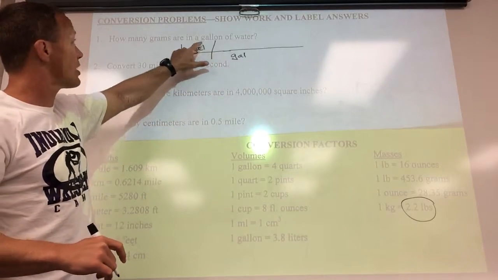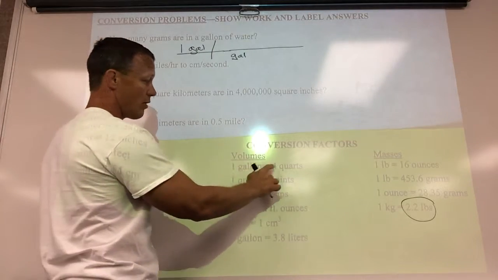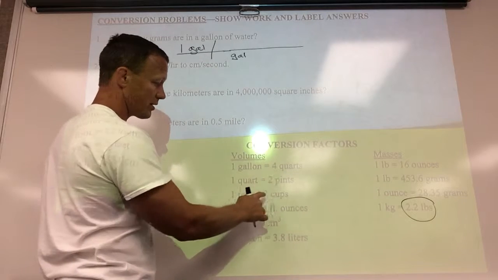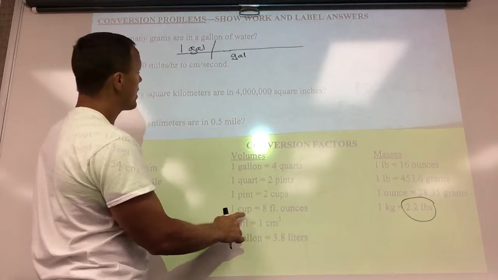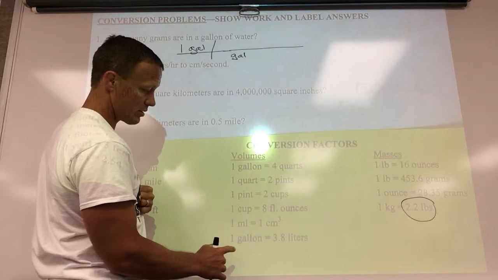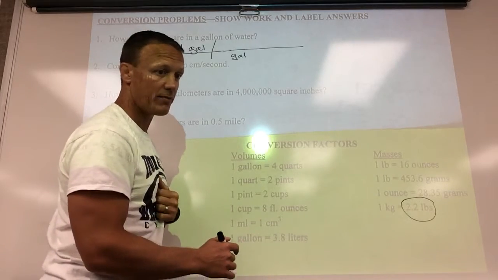So we're looking for a conversion. We're trying to get from gallon to grams. So those are volumes. If we look here, we can go gallon to quarts. We can go quart to pints, pint to cups, and there is cup to ounces. And we can probably go ounces to grams at some point in time from there.